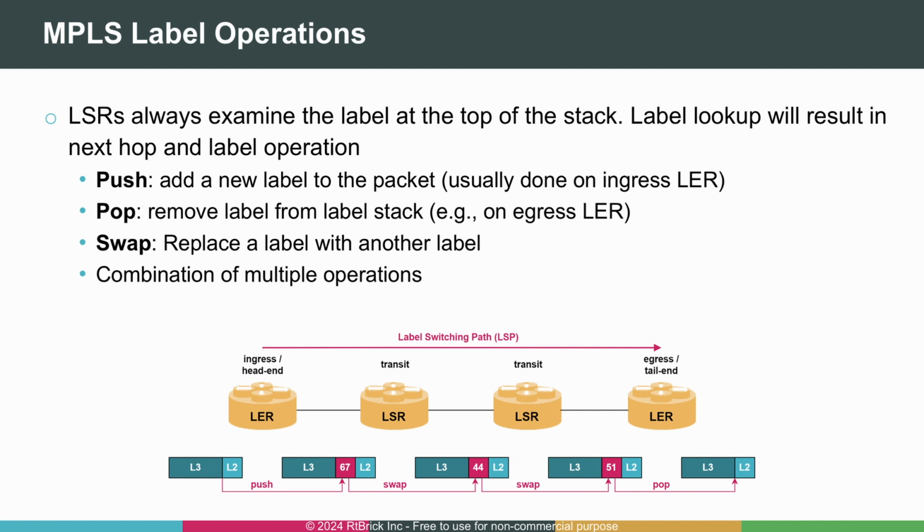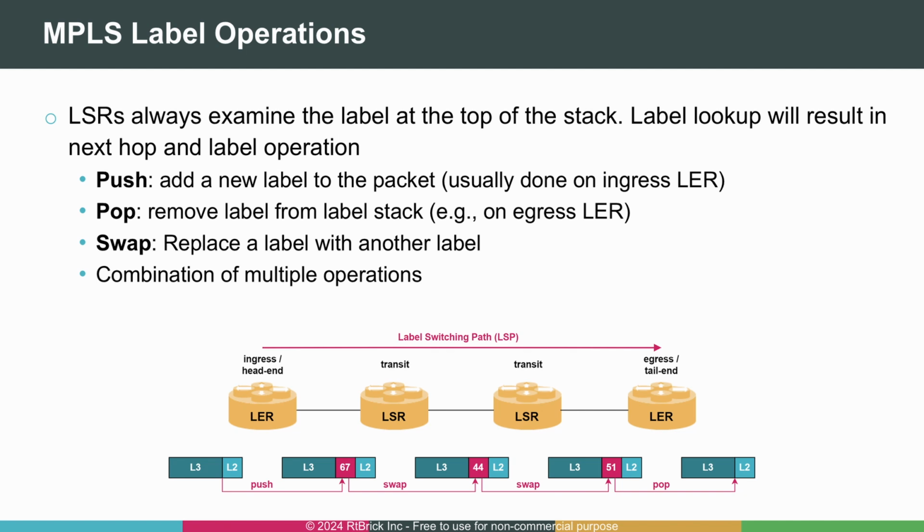Label swapping refers to replacing the top label with another label. Routers can also combine operations. For example, they may pop one label and push two new ones. We've already discussed that a labeled packet travels from the ingress LER along the LSP to the egress LER. An LSR is considered upstream in relation to another LSR if it is closer to the ingress LER, while the LSR closer to the egress is considered downstream. Thus, a packet is forwarded from an upstream LSR to a downstream LSR.